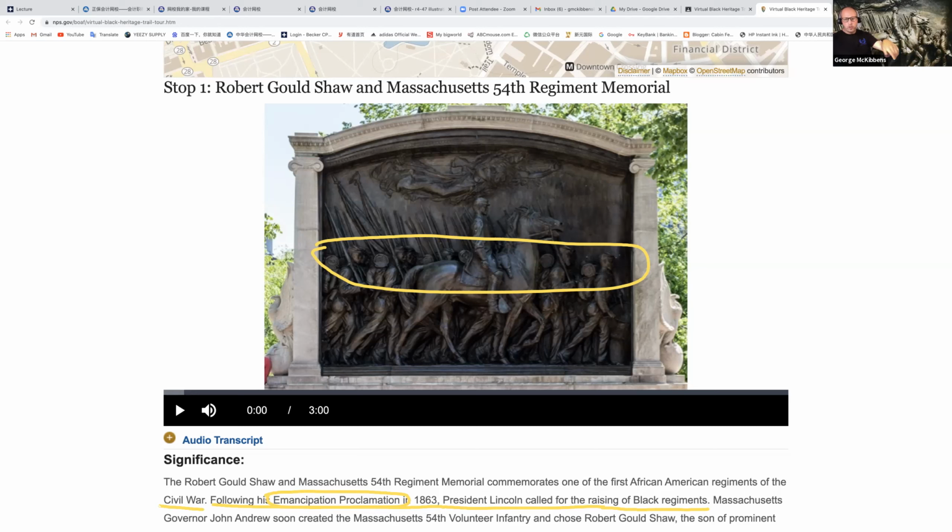And I'm going to read what Vilma just wrote in the chat. Vilma said these were free men serving in the military. So essentially, these were African-American men volunteering to fight to end slavery. Does that make sense? So that's the story of this monument. And they came from Boston.